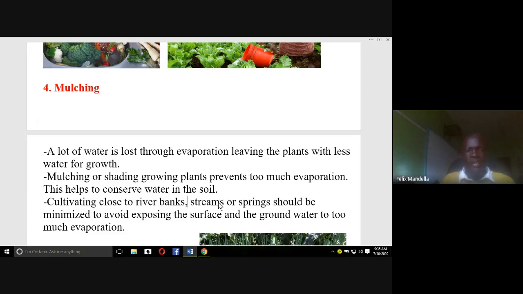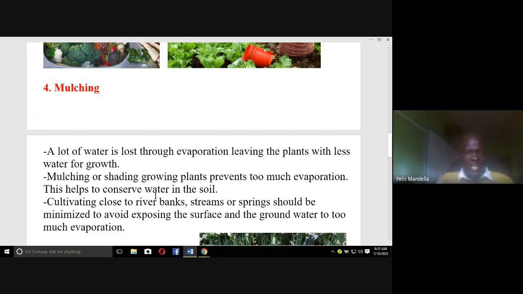How do you expose it? You dig the soil, take off the vegetation which covers the soil, making the ground exposed, increasing the rate of evaporation. So that one should be avoided also, to avoid too much loss of water from the soil. Though that is not part of mulching, it is just a point of note under evaporation, which causes too much loss of water.